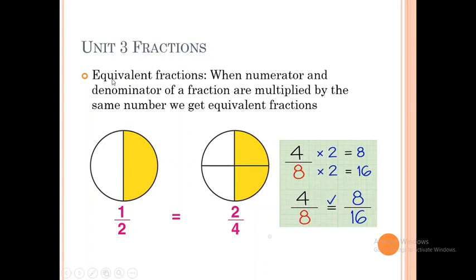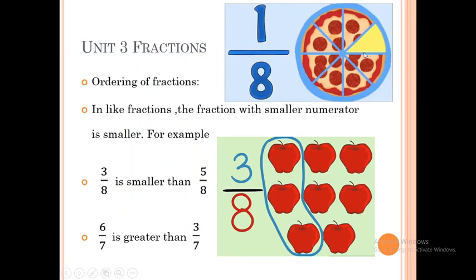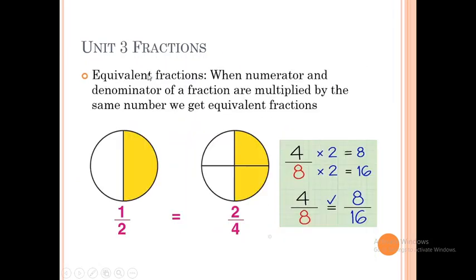Now equivalent fraction is very important. If you have a fraction and you want to make another fraction equal to it, what is the process? For example, we have a fraction 4 by 8 and you want to make another fraction equal to 4 by 8. What is the process? When the numerator and denominator of a fraction are multiplied by the same number, we get an equivalent fraction.